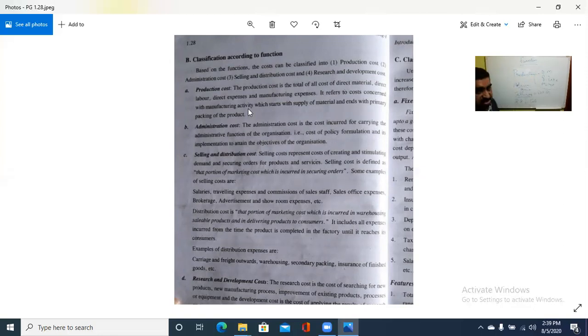Then administration, that is, the administrative function of an organization, that is to be dealt with as administrative cost. Selling cost is that portion of the marketing cost which is incurred in securing the order. For example, salaries, traveling expenses and commission to the salesman staff.